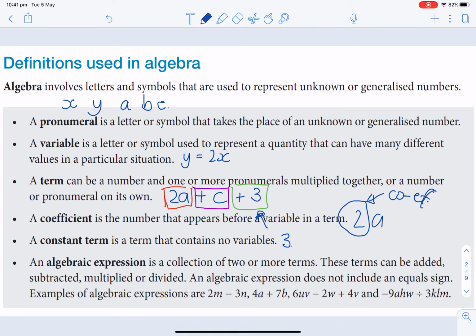An algebraic expression is a collection of two or more terms. These terms can be added, subtracted, multiplied, or divided. An algebraic expression does not include an equal sign. Examples of algebraic expressions are 2m subtract 3n, 4a plus 7b, 6uv subtract 2w, add 4v, and negative 9ahw divided by klm.